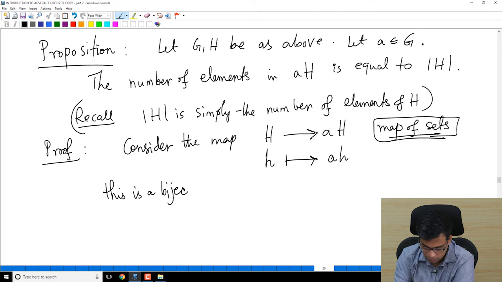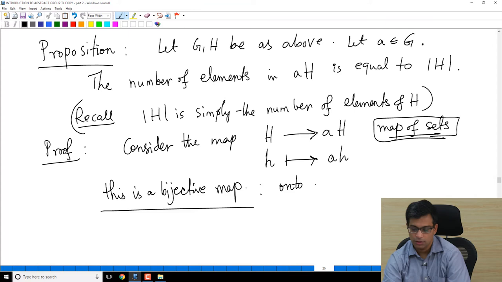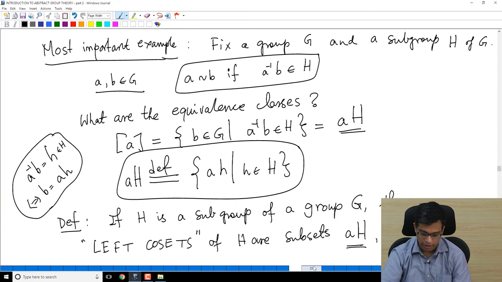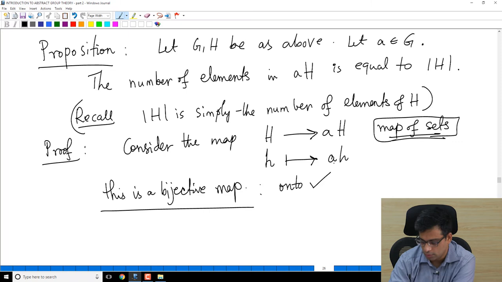Why is this? First of all, is it onto? Yes, because what are elements of aH? In the previous slide I wrote that, right? aH is the set of a times h, as h varies. So you give me an element of aH, that is of the form a times small h. So h maps to that. So it is certainly onto by definition. Everything in aH is a multiple of something in H.